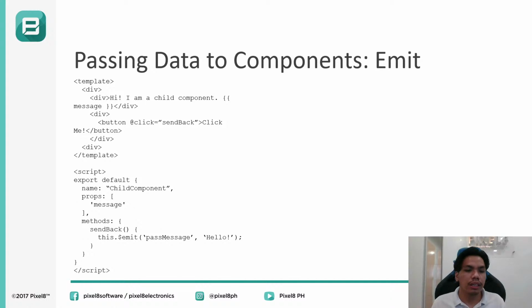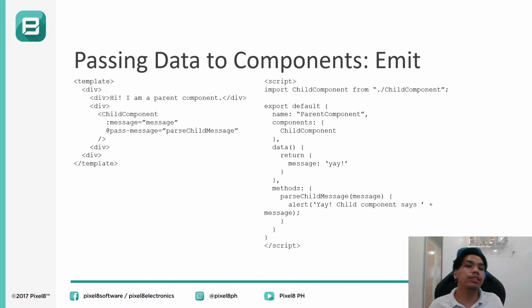Now, since emit is used to fire events and the child component is declared as a custom element, we can use that as an event, or as a way to catch data from the child component. So what we're going to do is set the emit, then set the event name, which is pass message, and then set the values that we're going to pass to the parent component in the form of an event.